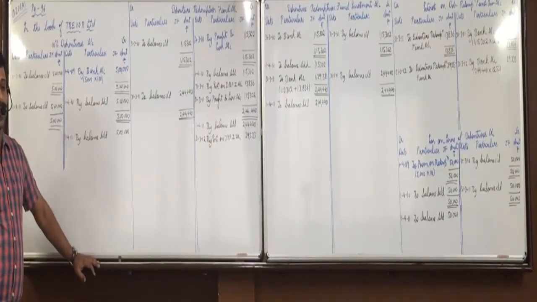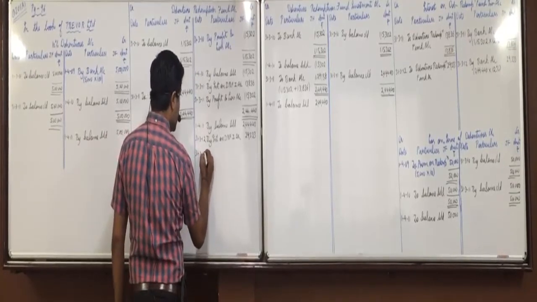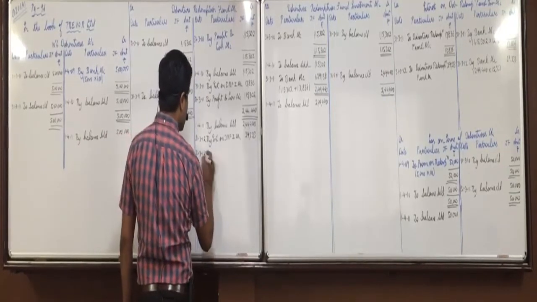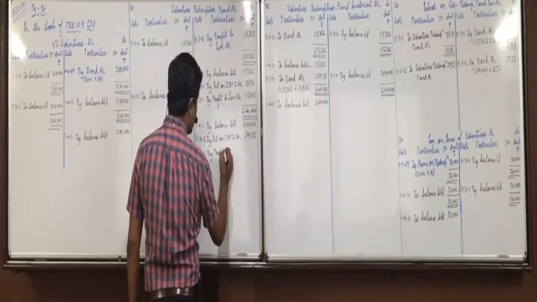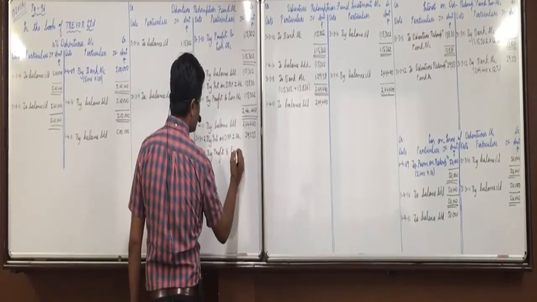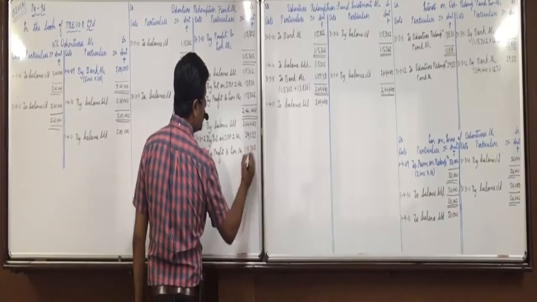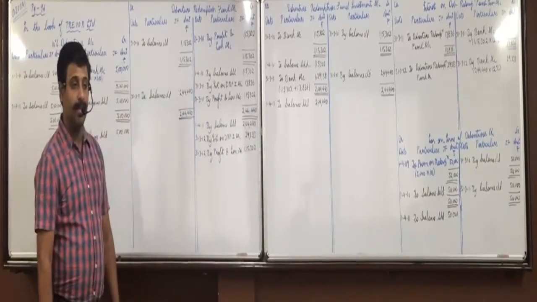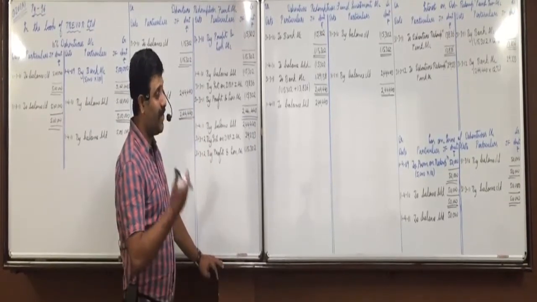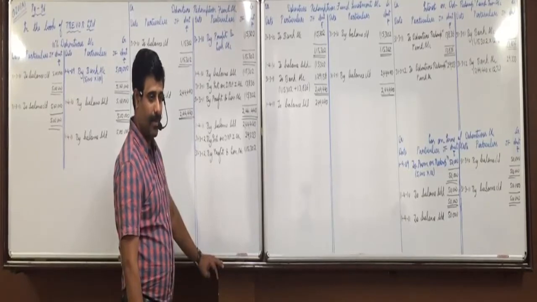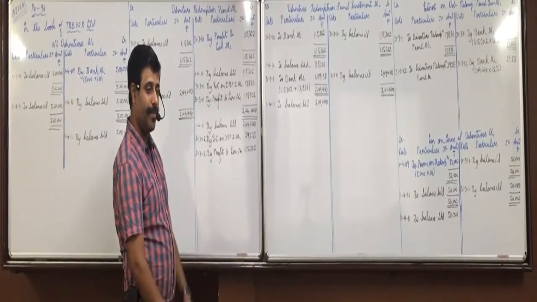Then after interest, P&L account debit to debenture redemption fund, so debenture redemption fund credit side by profit and loss account, 115,302. Is everyone clear with this? Debenture redemption fund interest side. Then now we will add the interest account. So what amount will we add?